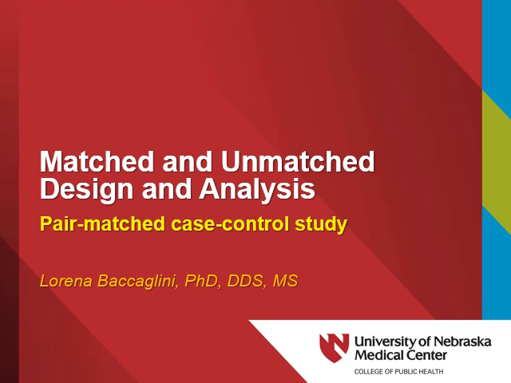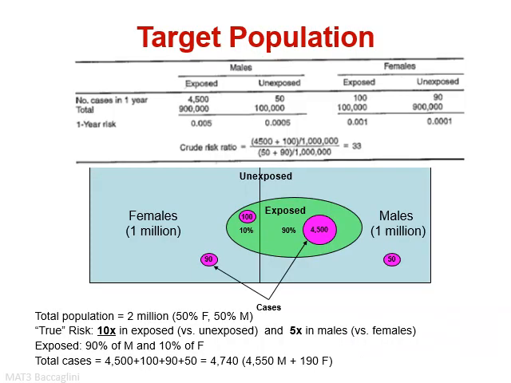Now let's take a look at the pair-matched case control study. In this case, we still have the same target population, so let's keep that in mind. We know that the risk ratio was 33, like right here, we calculated that. The total population is 2 million. It's about half male and half female.